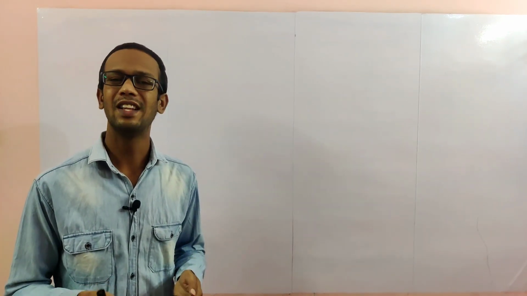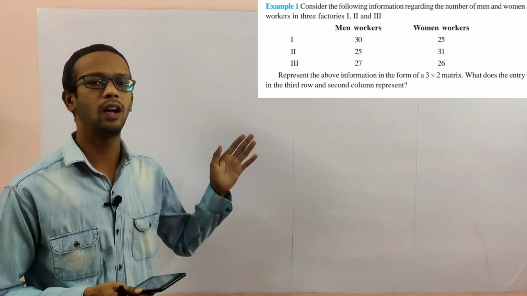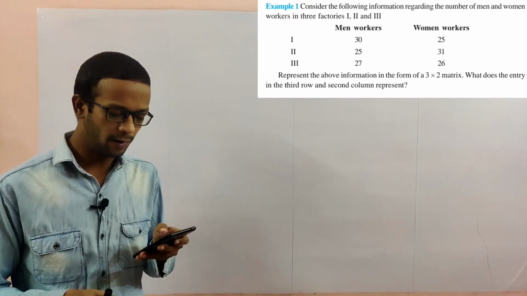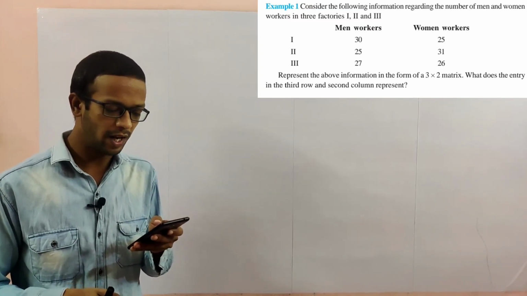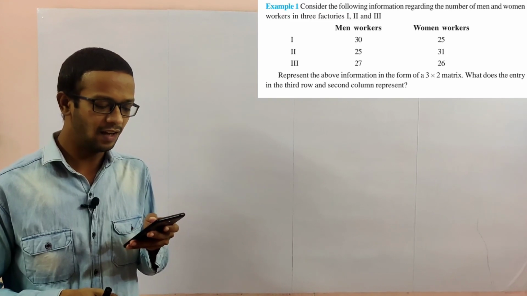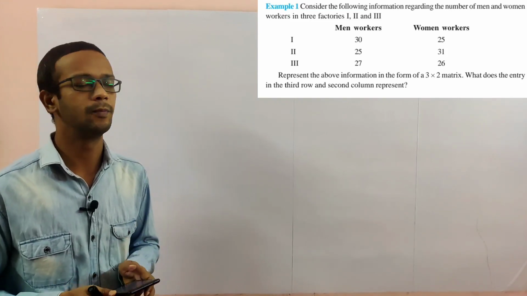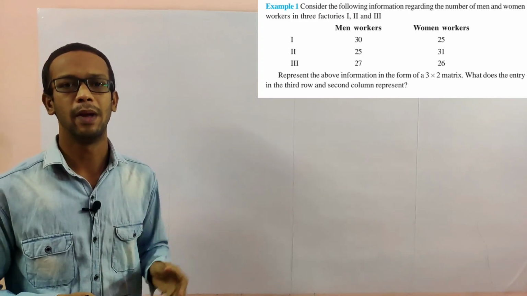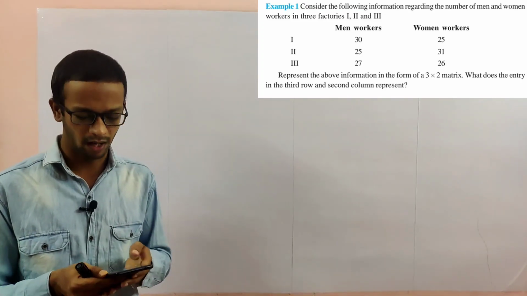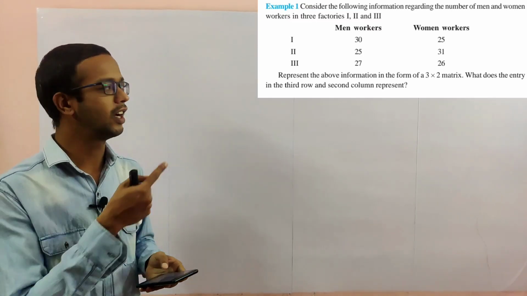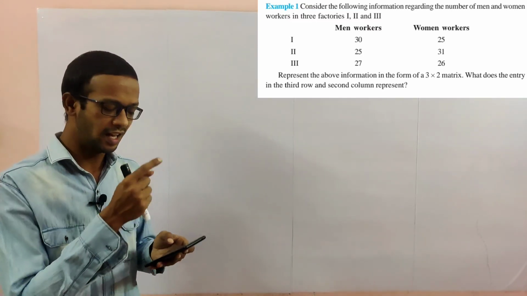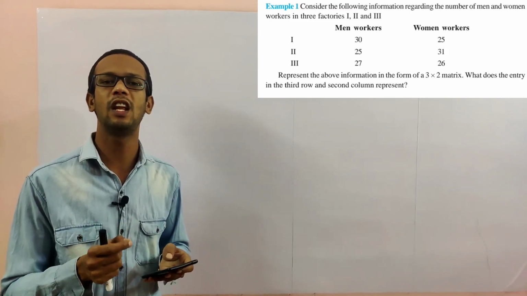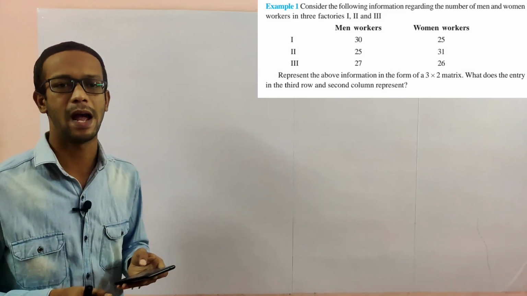So first, one general example is there. I'll display here example 1 question. Consider the following information regarding the number of men and women workers in factories 1, 2 and 3. Three factories are there. The number of women working and the number of men working are given as one table. The question is to represent the above information in the form of a 3 by 2 matrix.